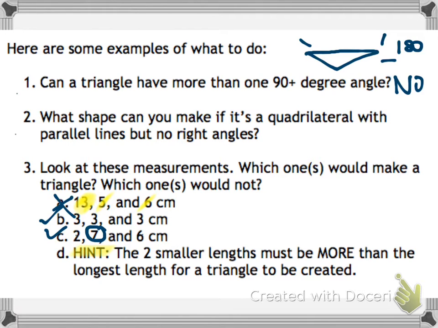And again, what shape can you make if it's a quadrilateral with parallel lines and no right angles? So remember, a quadrilateral is a four-sided shape. Well, that takes out a rectangle and a square because they have right angles, but a parallelogram will work because these lines are parallel. They'll never touch, but they're not 90 degrees. And rhombuses will work as well.